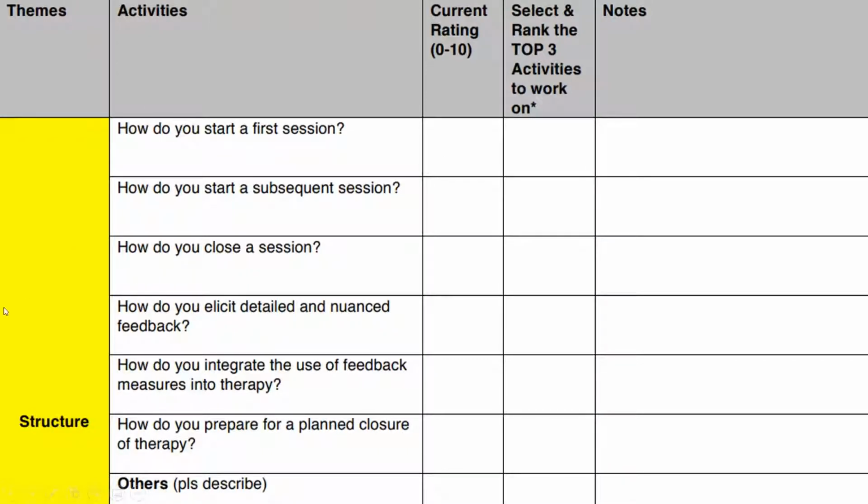And I will go further into detail with some of these specific questions when it comes to these different areas. So one of the themes, again, the structure. Starting a first session, starting a subsequent session, how do I do it? How do I close a session? How do I elicit detailed and nuanced feedback? How do I integrate the use of feedback measures into therapy? How do I prepare for a planned closure of therapy?